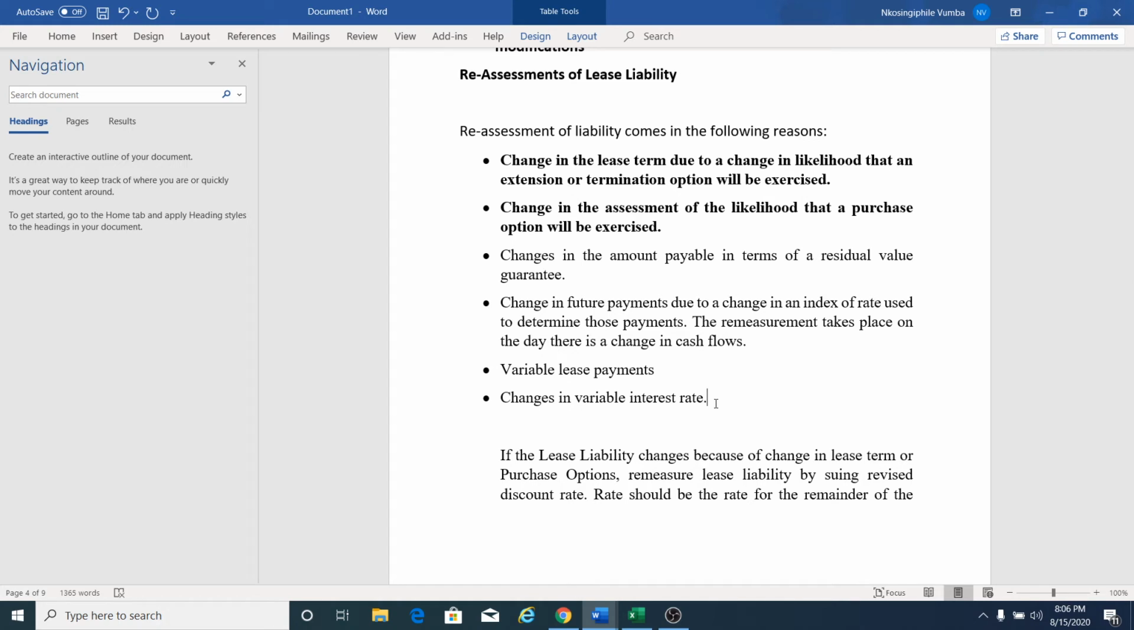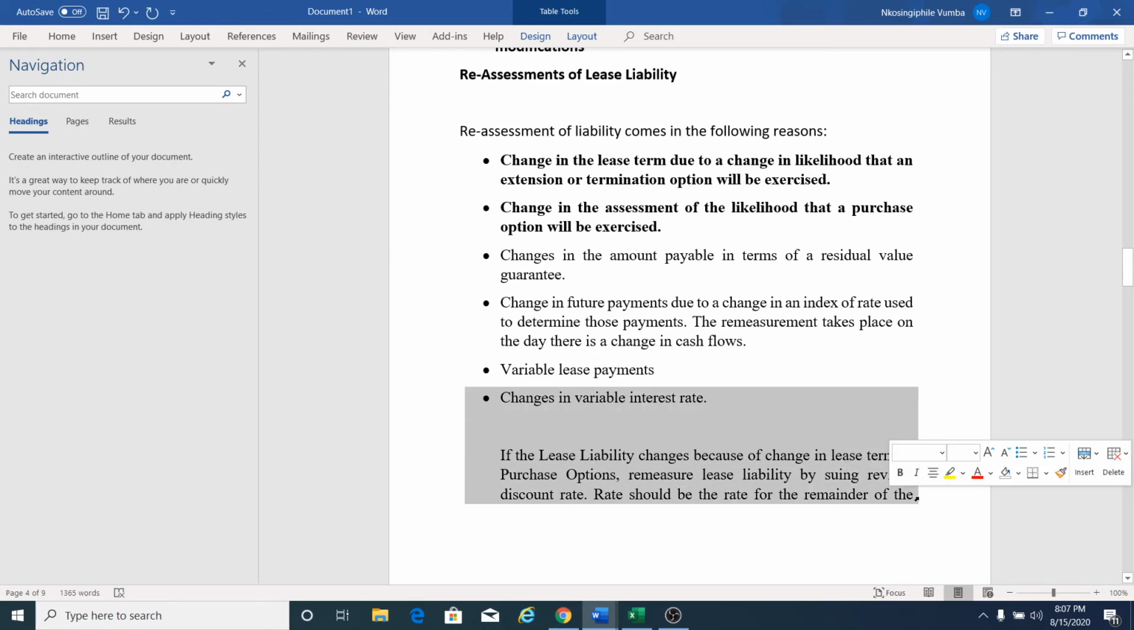So in a nutshell, what this reassessment means is that, firstly, you need to know how to account for your initial measurement of lease liability. So if you know what variables you used to get to a lease liability, you need to know that if anything changes in one of those variables, it changes the lease liability. Okay, but what is important is this part now.